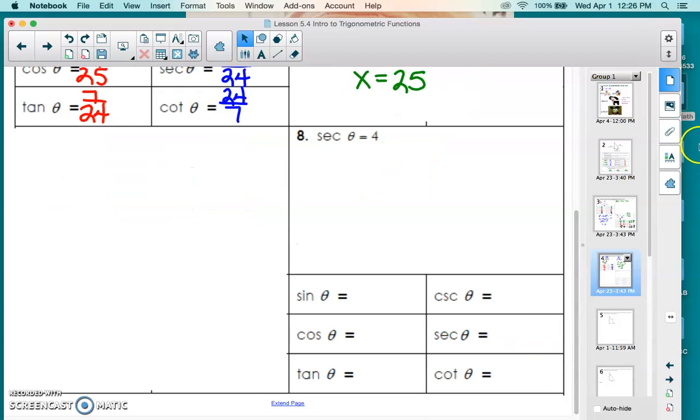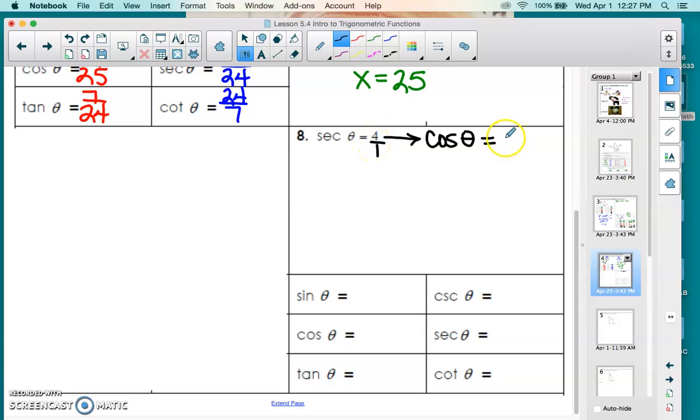All right, challenge question. So this one is a challenge question because it gives you a reciprocal function. So I want you to first go back to your notes or just think, which reciprocal function does secant represent? So secant represents the reciprocal of cosine, okay? So I'm going to rewrite this in terms of cosine, meaning if secant is 4, then cosine would be the reciprocal of that. And what is the reciprocal of 4? Well, you just take 4 and flip it, and it would become 1/4.